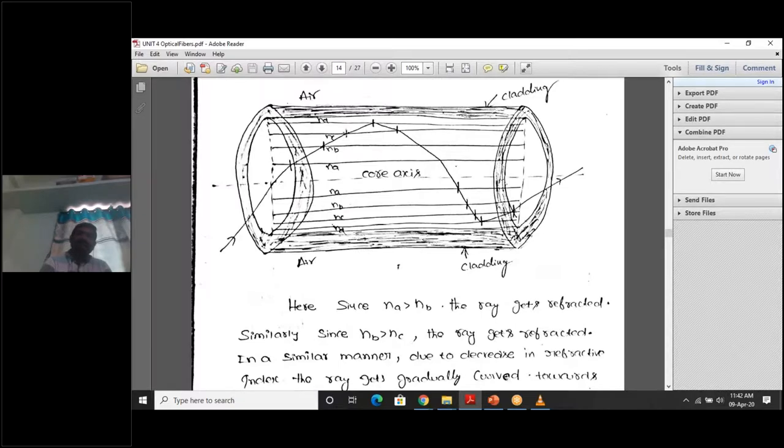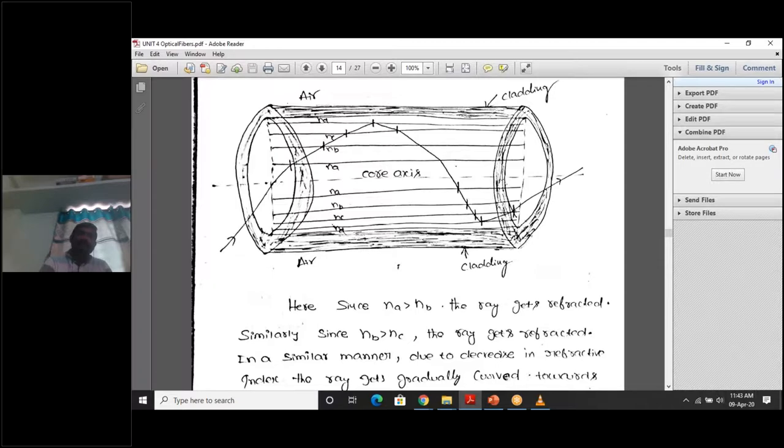Now this light ray encounters the next layer. Compared to layer D and layer C, layer C is a denser medium and layer D is a rarer medium. So this layer is the denser medium and this layer is the rarer medium, and if the angle of incidence is less than the critical angle, it undergoes refraction.